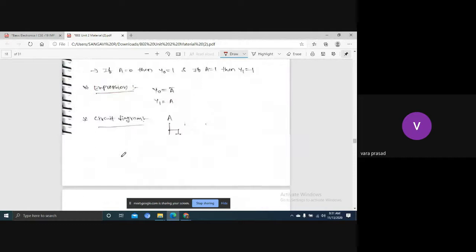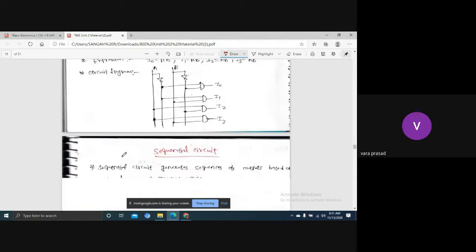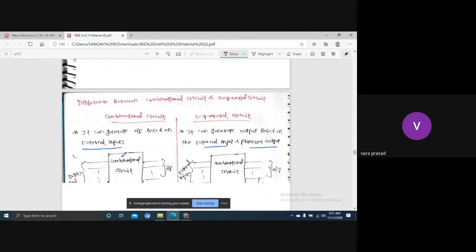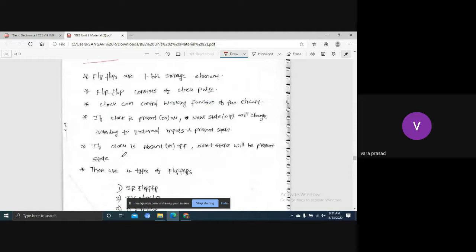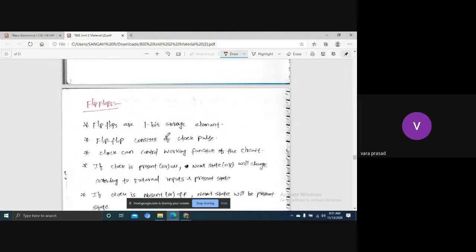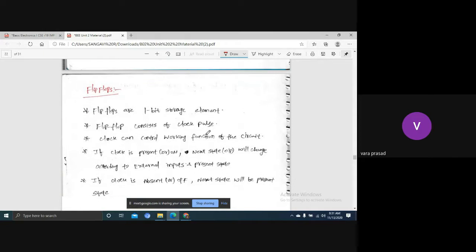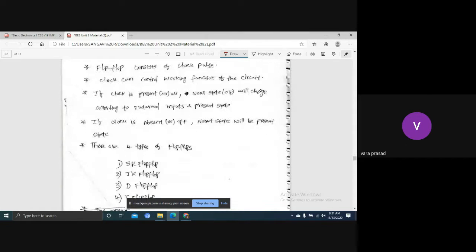Fifth question. Flip flops are 1 bit storage elements, where we are giving feedback, and that feedback can store only one bit. Please keep in mind, a flip-flop consists of clock pulses. Clock can control the working function of the circuit. If clock is present or on, the next state output will be changed according to the external input and present state.